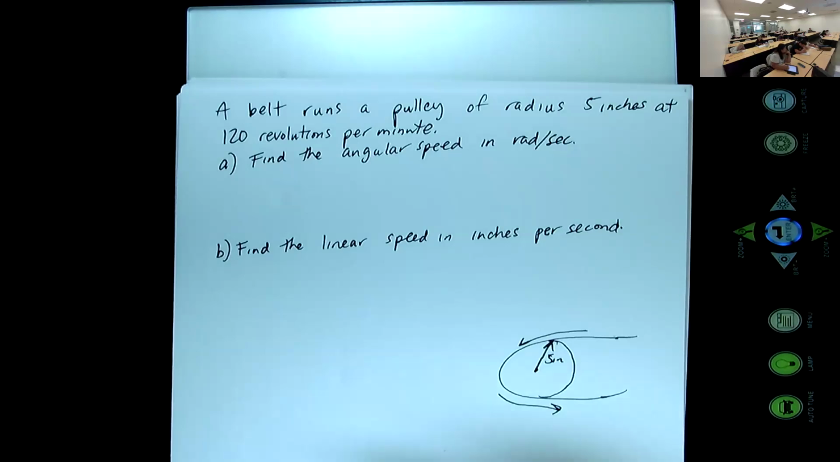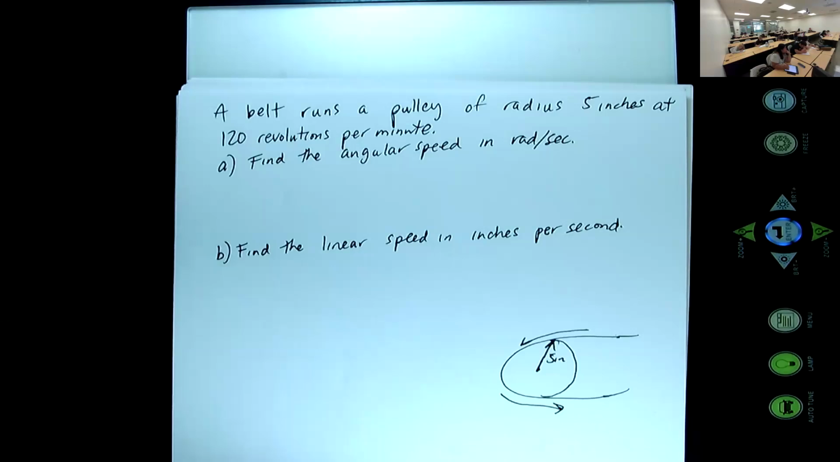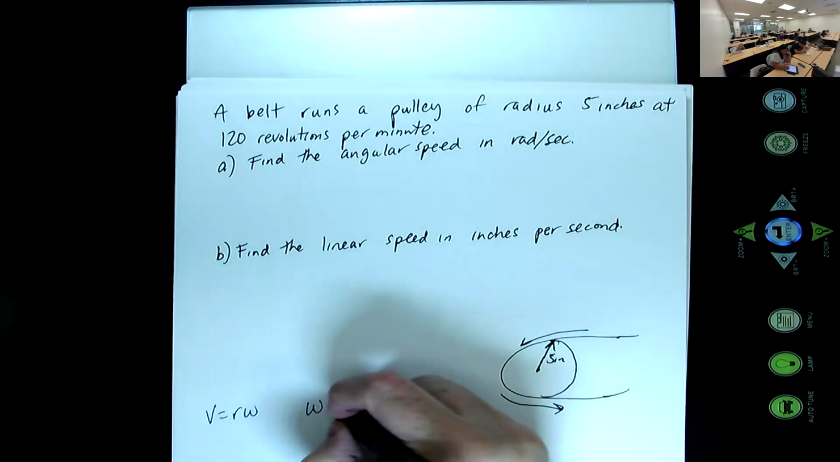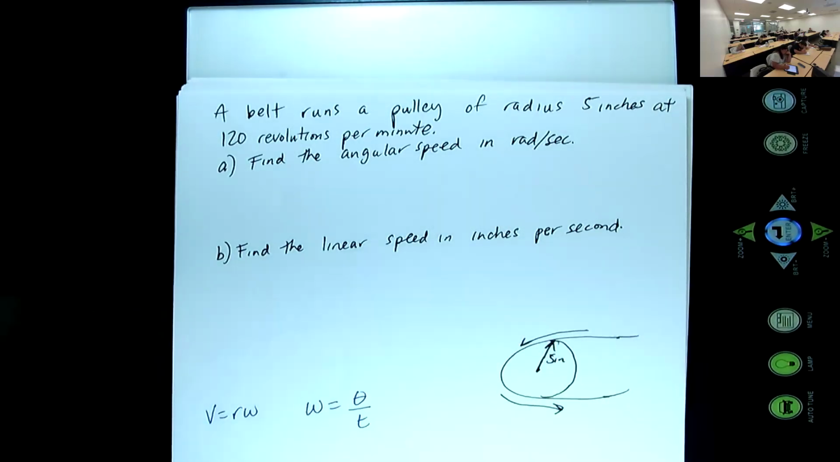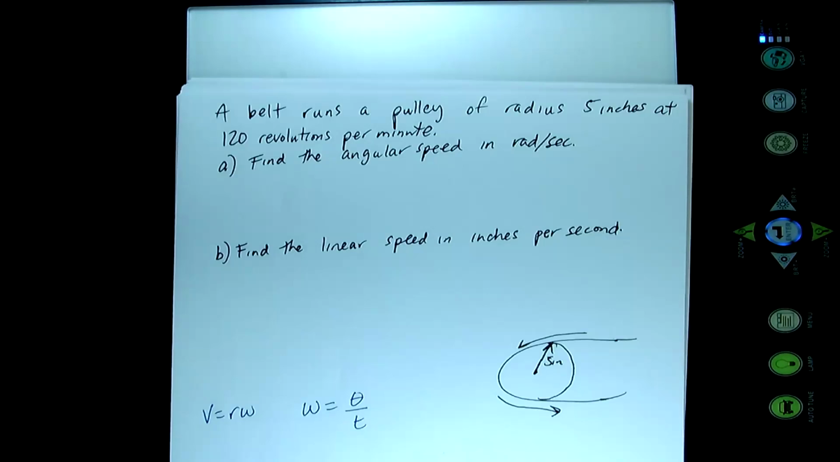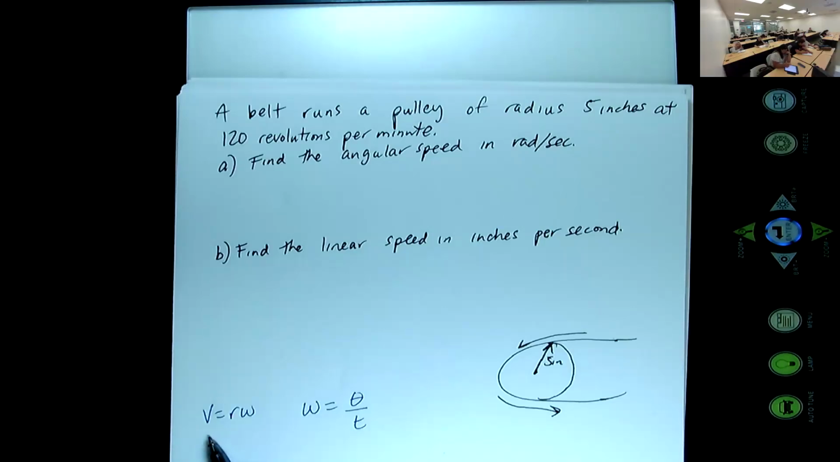As a reminder, the equations we had: V equals r omega, and omega equals theta over t. We're going to use V equals r omega, velocity equals radius times omega. That will be for our linear speed. Our angular speed is that other one.